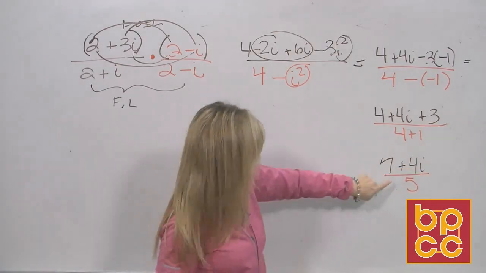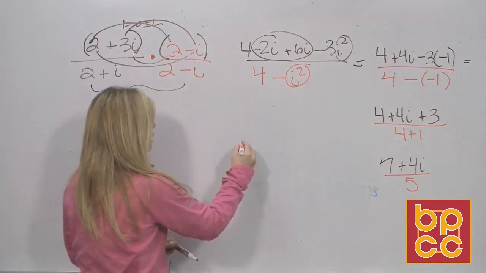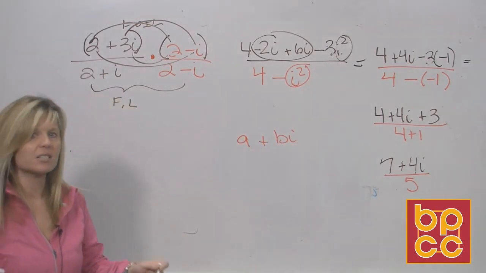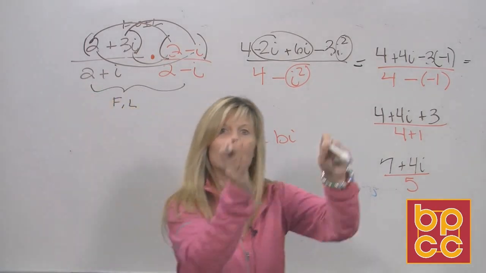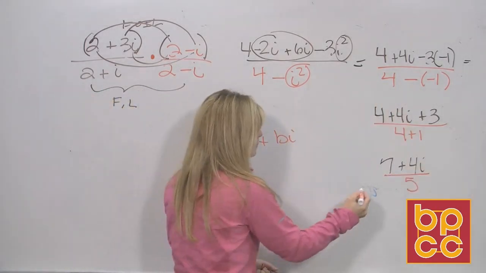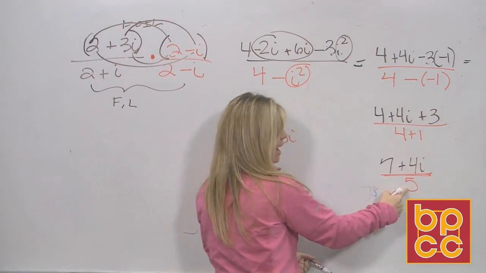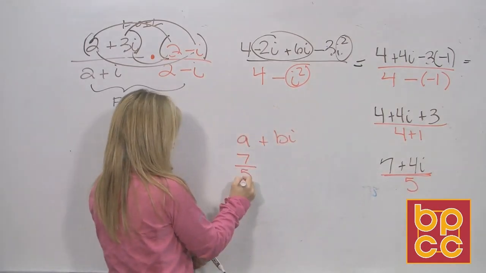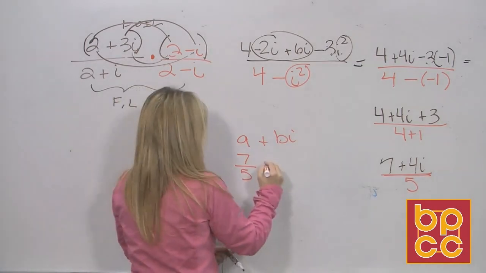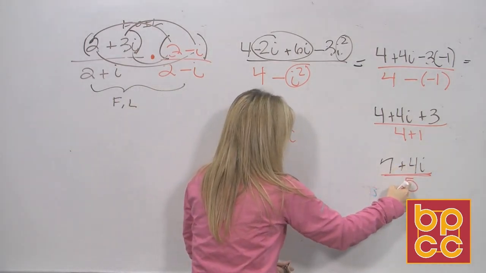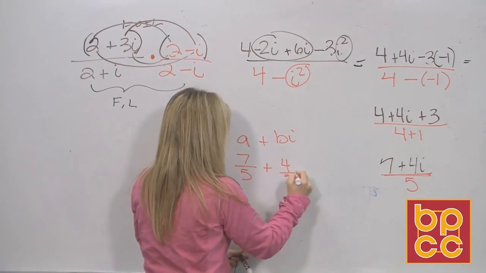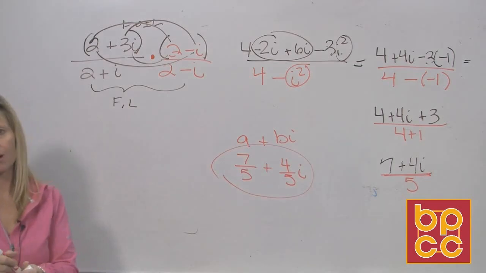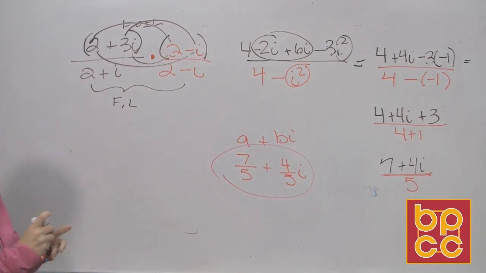But unfortunately, we can't leave the answer like that because it's not written in a plus bi form. To write a complex number, I need to see the real part and then the imaginary. No sweat. This means divide by 5. We're dividing both of these by 5. So 7 over 5 would be the real part. That's a real number. It's a fraction. Plus 4 divided by 5 is 4/5 with the i behind it. And that would be your answer as a complex number, an imaginary part and a real part.